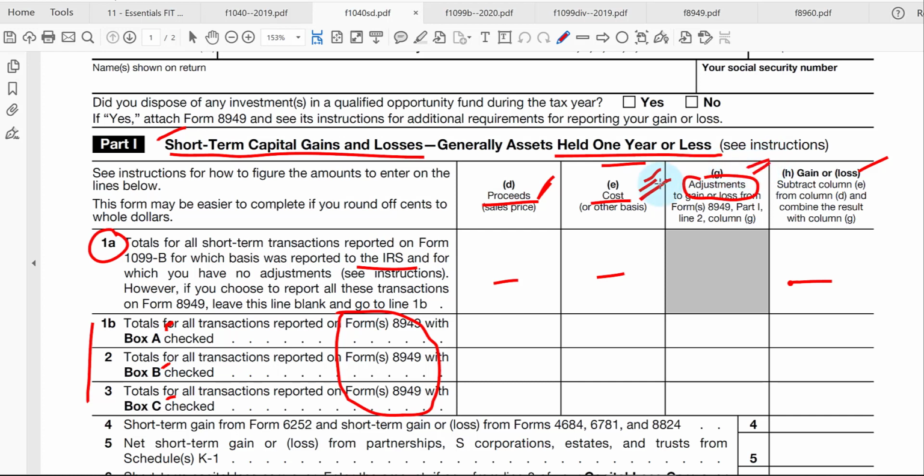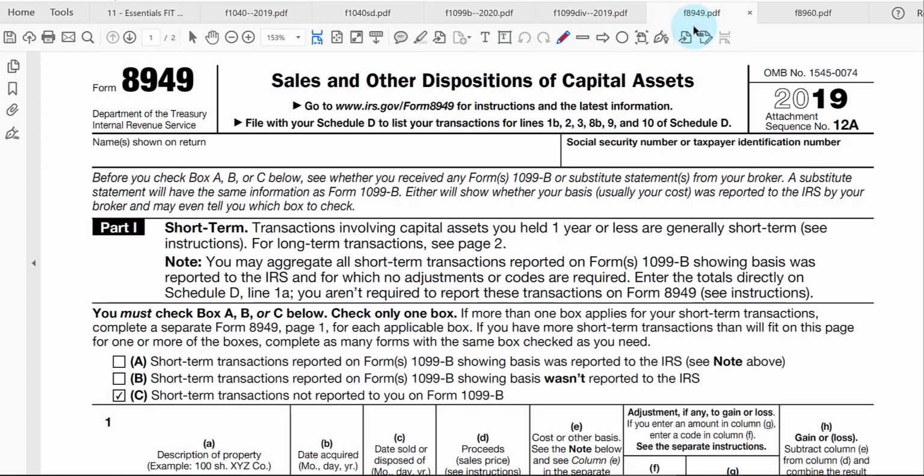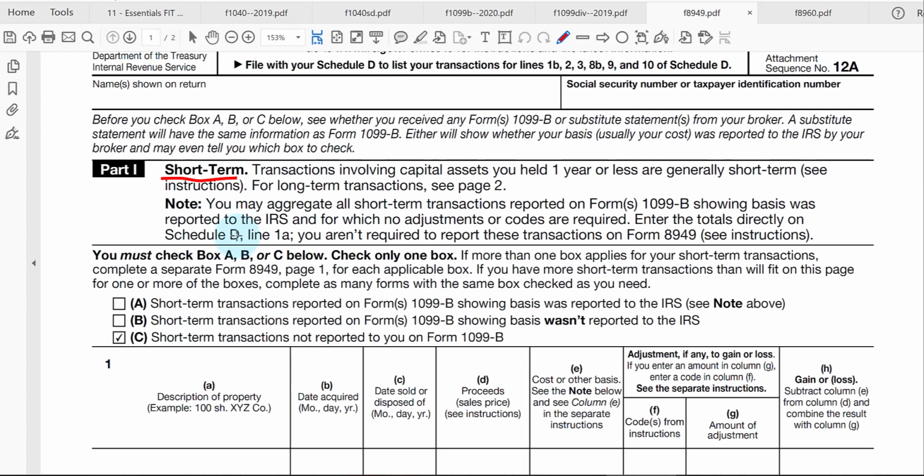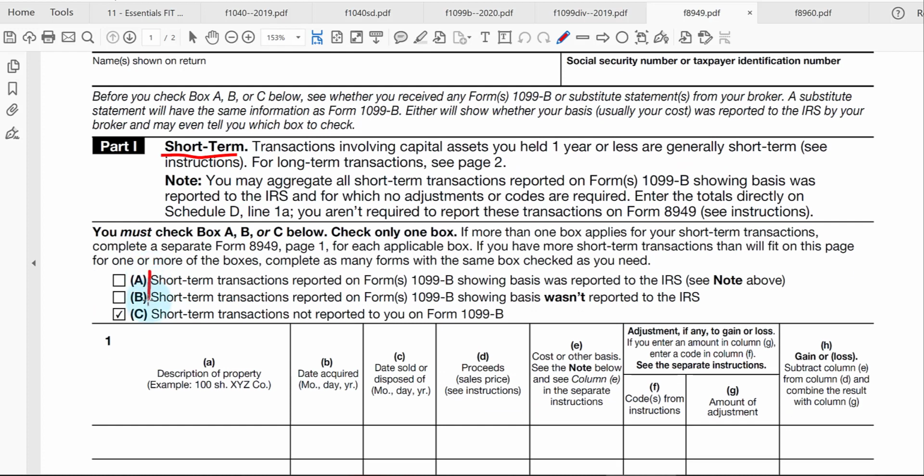So let's take a look at this Form 8949, called the Sale or Other Disposition of Capital Assets. This front page is for short-term items, and the backside would be long-term. And here are those letters again: ABC for short-term, and in the back would be DEF.